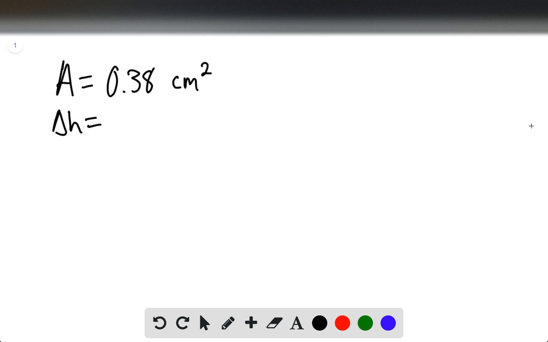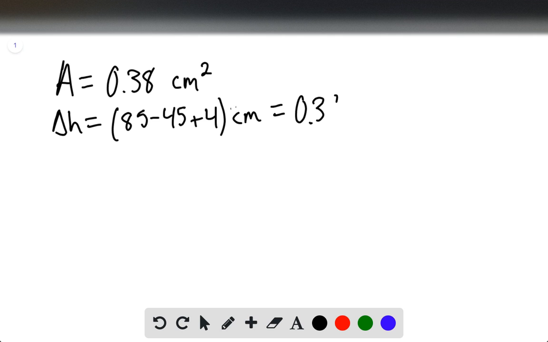sink and the pail. So this is going to be 85 minus 45 plus 4, and this is in terms of centimeters. So we can say that this is going to be 0.36 meters.